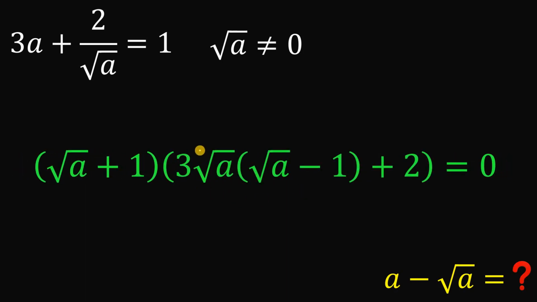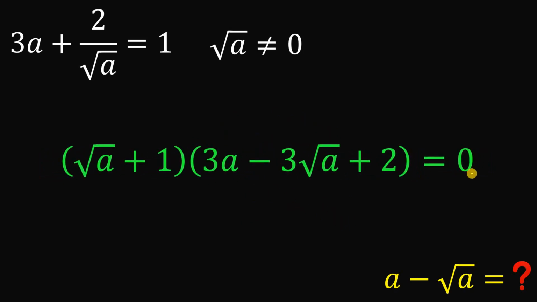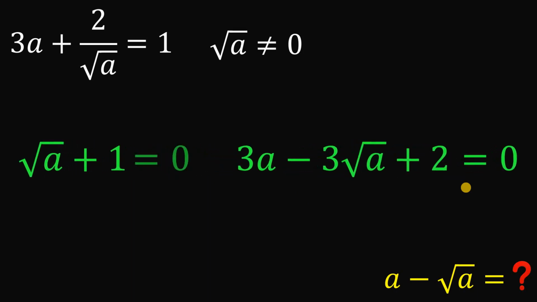Now, we can simplify this. We can multiply 3 times square root of a by square root of a and by negative 1. So, this will give us 3a minus 3 times square root of a. And now, since it is equal to 0, applying the zero property, we can say that all of these factors must be equal to 0.